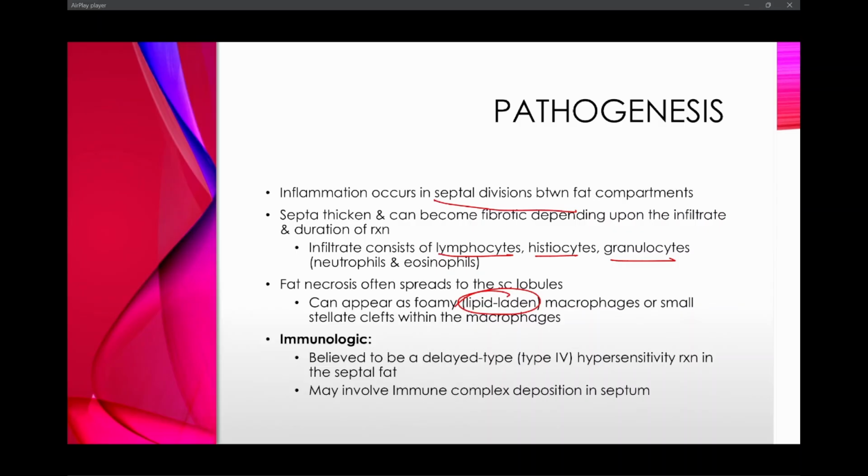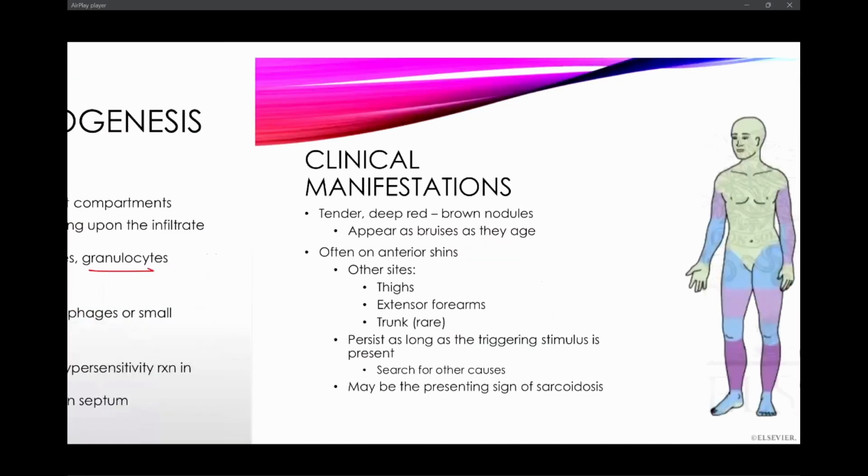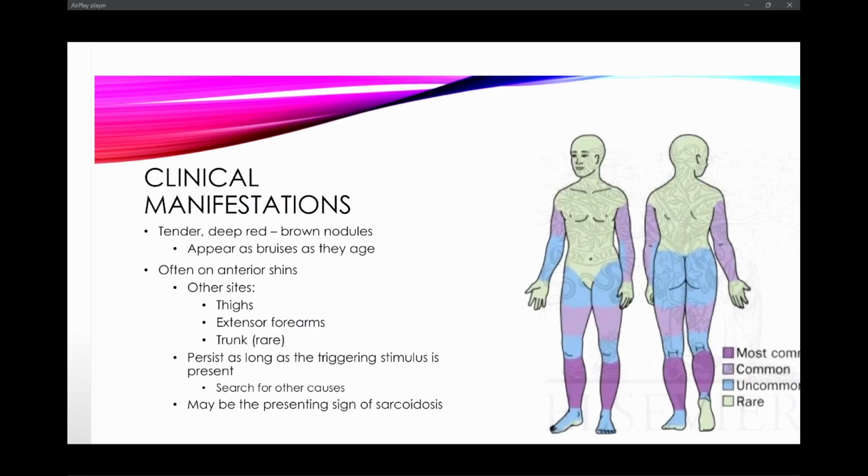Immunologic: believed to be a delayed type 4 hypersensitivity reaction for this one, and it may involve some immune complex deposition in that septum as well. So there seems to be a type 4 reaction for this panniculitis. Clinical manifestations: these tender, deep red-brown nodules. They are tender, so if you touch them, the patient is going to feel pain or tenderness. Remember, guys, as you're getting to your CMS and your OSCEs now, they're actually real OSCEs, they're not skills exams anymore.